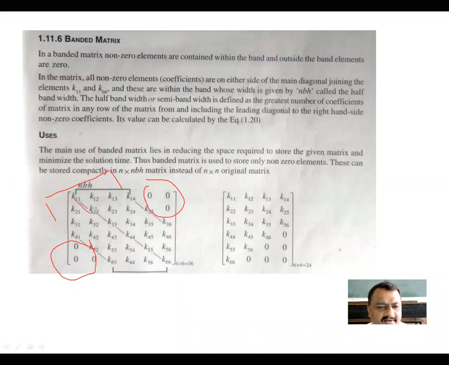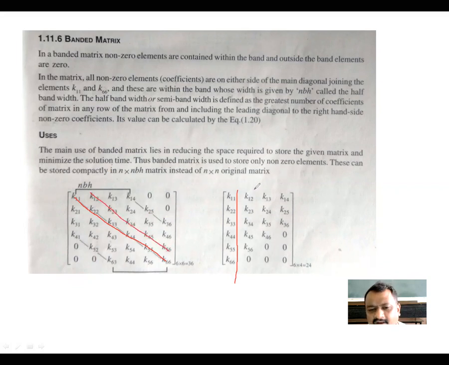See here, K11, K22, K33, K44, K55 and K66. Only these elements along the principal diagonal are considered as the first column in the banded matrix. Then correspondingly K12, K23, K34, K45 and K56. All these are non-zero elements. So this forms the second column. Similarly, K13, K24, K35, K46, these form the third column. Similarly, K14, K25, K36, these three form the fourth column, right?